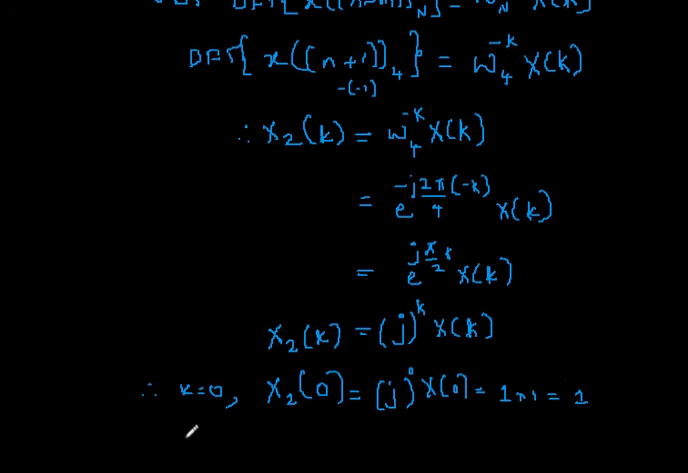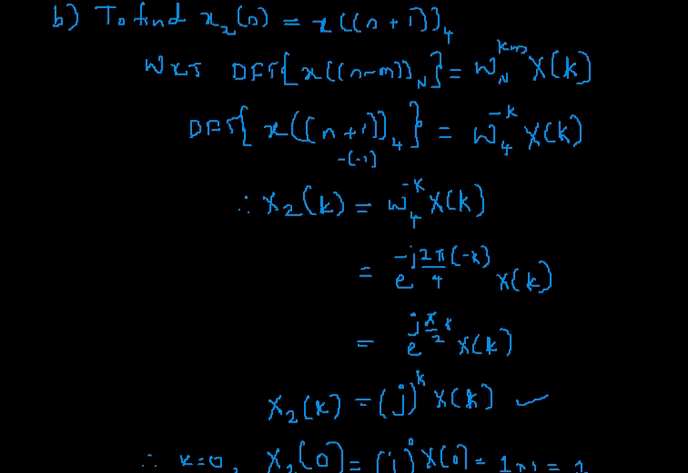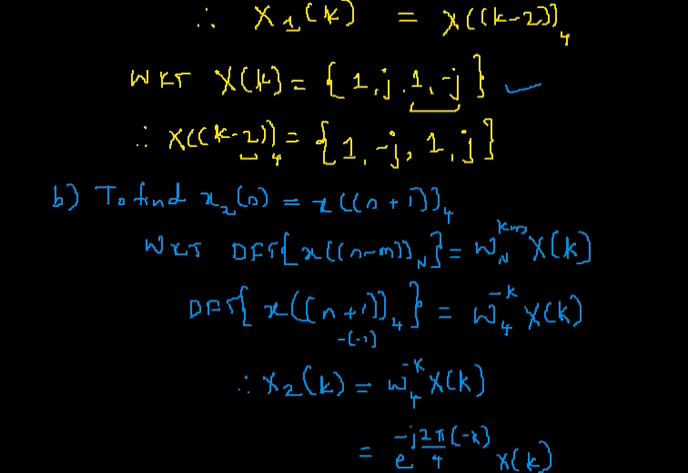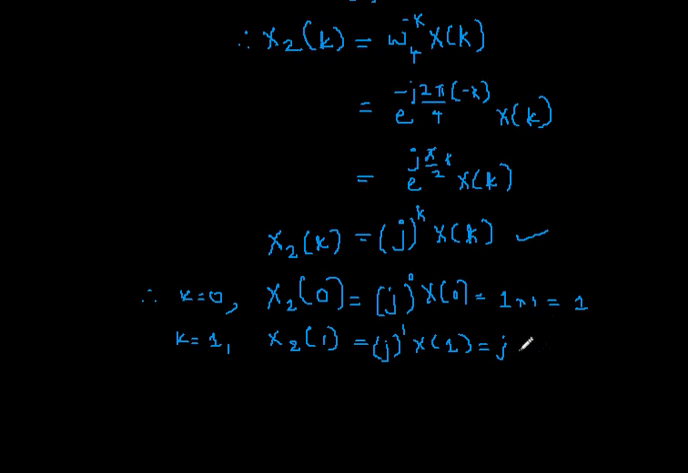Is that okay? Next, similarly, put k equal to 1 so that I get x2 of 1. In the expression, I'll put k equal to 1: j to the power 1 times x of 1. j to the power 1 is j. What is x of 1? Just go up and check. x of 1 is nothing but j. So I get j into j, which is j square, and j square is minus 1. The first sample was 1, the second sample I get as minus 1.